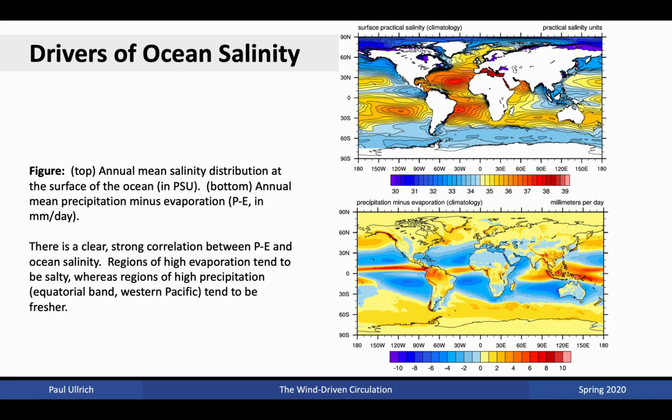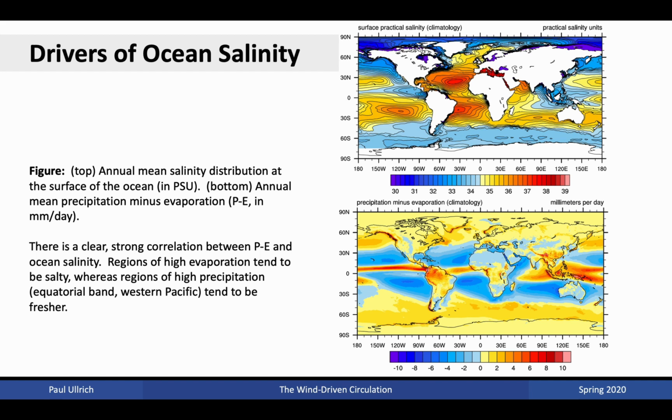In order to show the correlation between ocean salinity and precipitation and evaporation, we show two plots here. The top plot shows the surface practical salinity, with warmer colors representing more saline regions. The bottom plot shows precipitation minus evaporation, with warmer colors corresponding to more precipitation and cooler colors corresponding to more evaporation. What you'll notice is that there's a strong correlation between P minus E and surface practical salinity. That is, in regions where precipitation is high, we typically have low surface practical salinity.